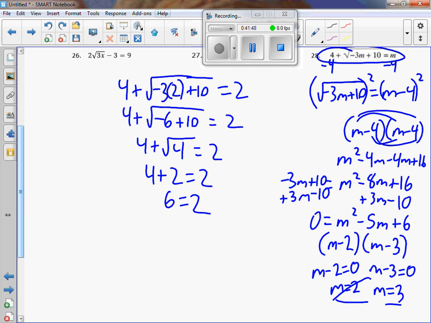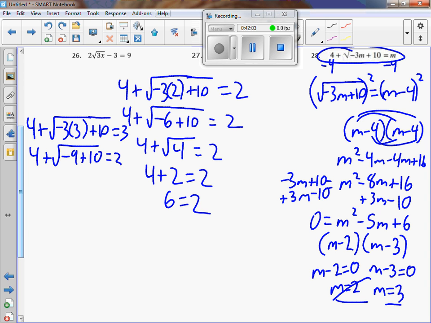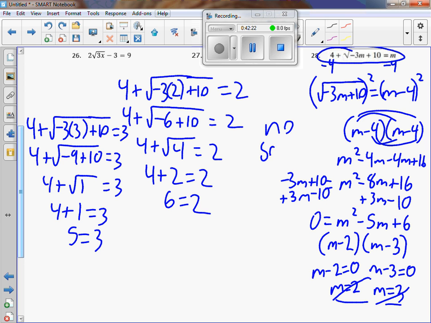Then we'll do the same thing with 3. We get 4 plus negative 3 times 3 plus 10 equals 3. So 4 plus negative 9 plus 10 equals 3. 4 plus radical 1 equals 3. 4 plus square root of 1 is 1. 5 equals 3. That's not true either. So the 3 doesn't work. The answer is no solution.